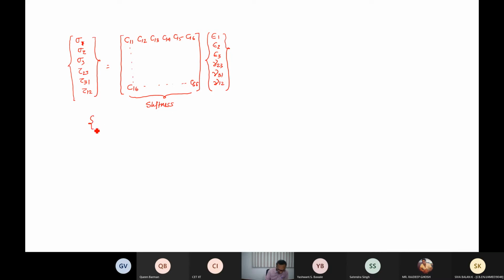In short, we write sigma equals C times epsilon. The stress is 6 by 1, the strain is 6 by 1, and this matrix is naturally 6 by 6. This is the stiffness matrix. We can take the inverse of this and write strains in terms of stresses. This will also be a 6 by 6 matrix. What is this called? This is nothing but C inverse. This is called compliance.